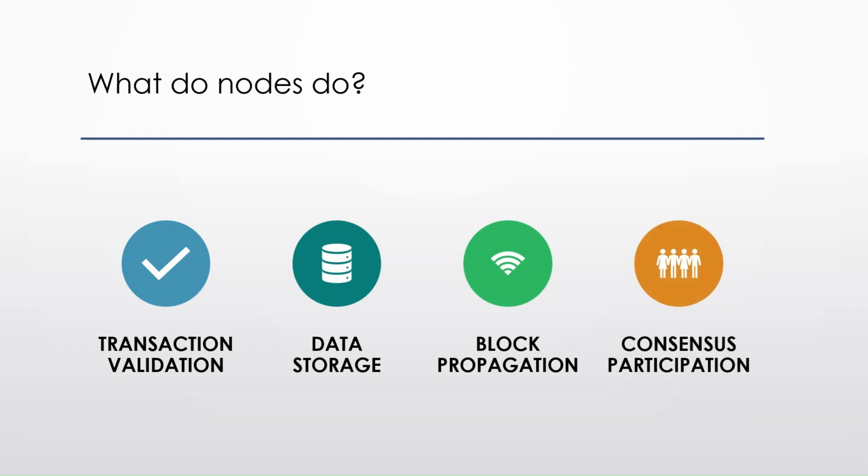Consensus participation. Some nodes help the network agree on which transactions and blockchains are valid through consensus protocols like proof of work or proof of stake. And last but not least, I'd have to mention security, right? So nodes verify digital signatures, reject invalid data, and prevent malicious actors from altering the blockchain. All right, good. Here we go.